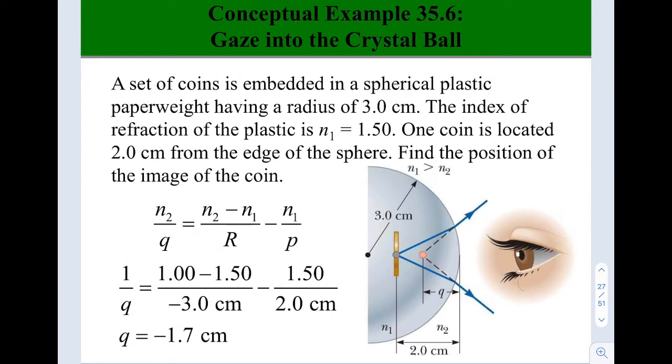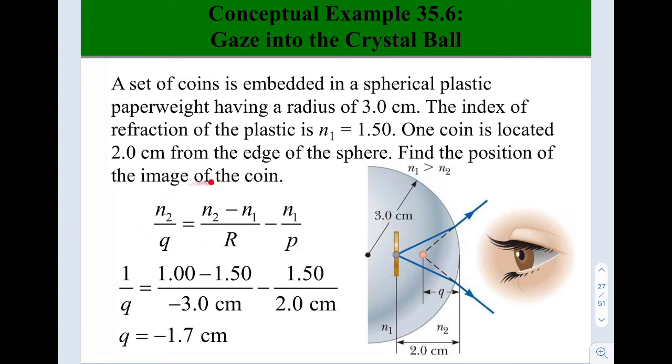Now, concept to example 35.6. Gaze into the crystal ball. A set of coins is embedded in a spherical plastic paperweight having a radius of 3 cm. The index of refraction of the plastic is n1 equal to 1.5. One coin is located 2 cm from the edge of the sphere. Find the position of the image of the coin.